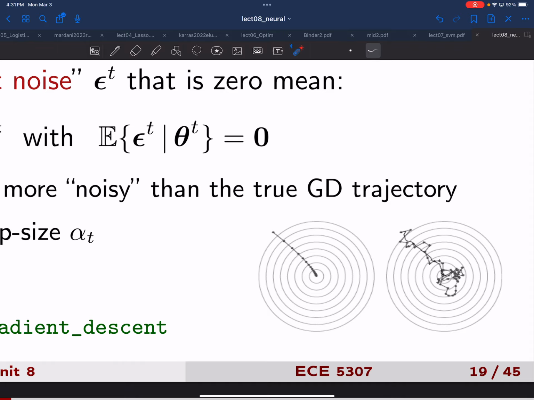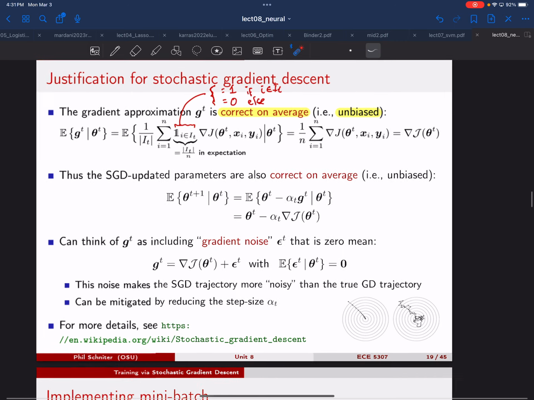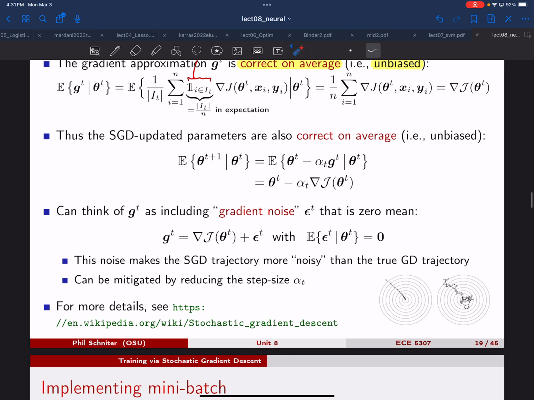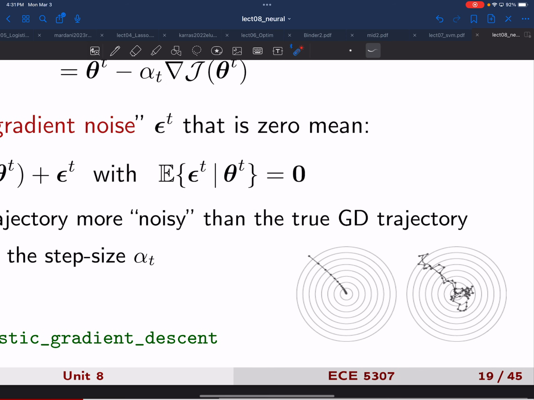So that's what we're saying about this stochastic gradient descent, is that it's like a noisy approach. It wanders around as you're doing gradient descent, but on average, it's moving in the right direction. Does that idea make sense?